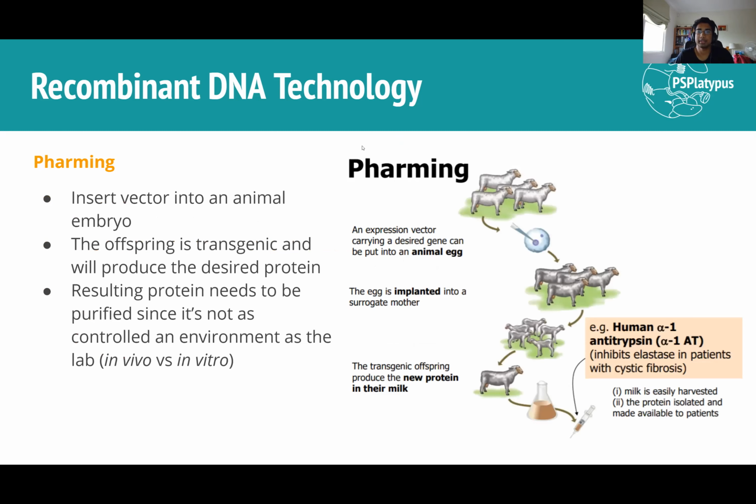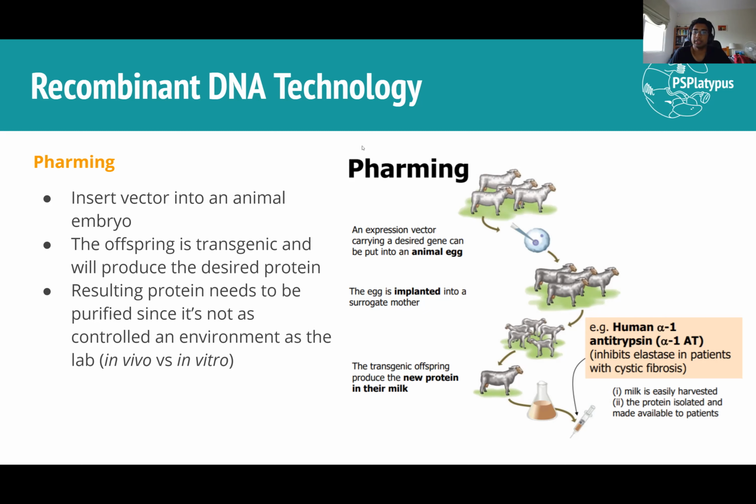All right, there's a little aside. We can do something called farming. So instead of culturing cells in vitro, so this is when we do it in a lab, in a test tube or something, this time we put the vector into an embryo, and then we implant the embryo into an animal. It's then born as its own animal, and that offspring basically serves as our transformed cell, except it's got millions of cells, and many of them are going to be expressing the protein that we want.